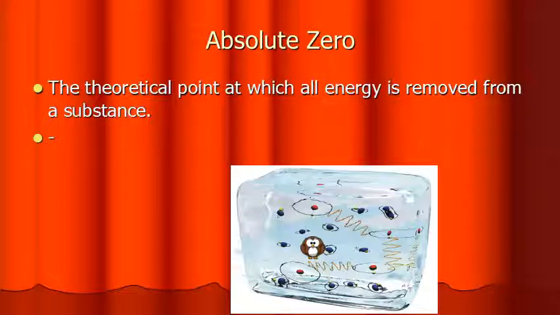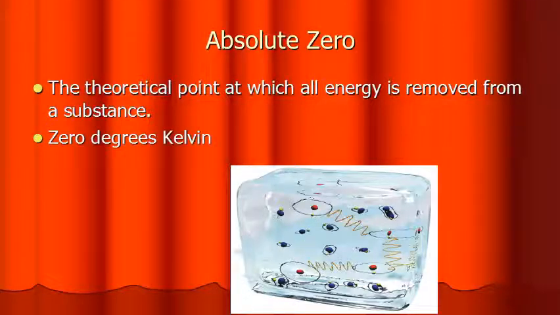And this idea is what we call absolute zero. It is absolutely really zero. And this is something that is measured on the Kelvin scale. So this is 0 degrees Kelvin. And notice that this is the theoretical point at which all energy is removed from the substance.